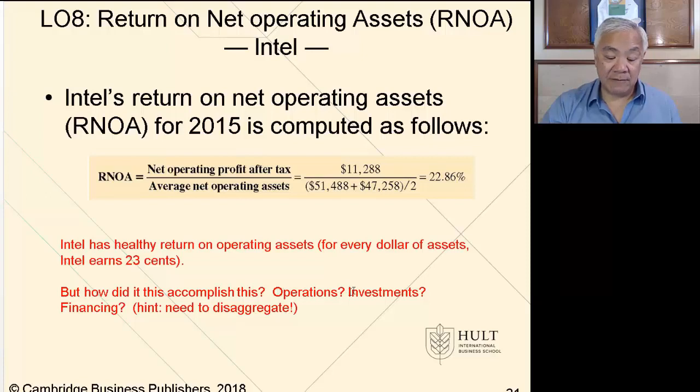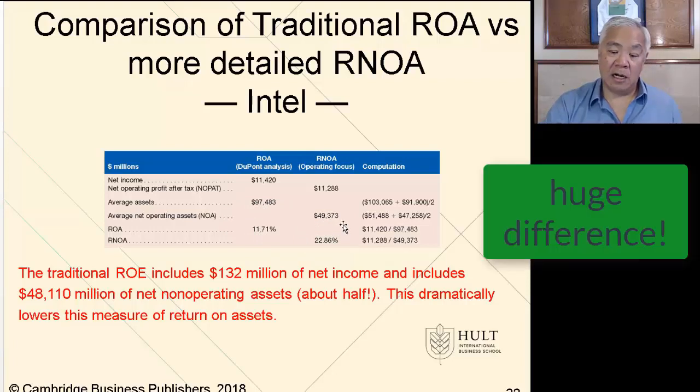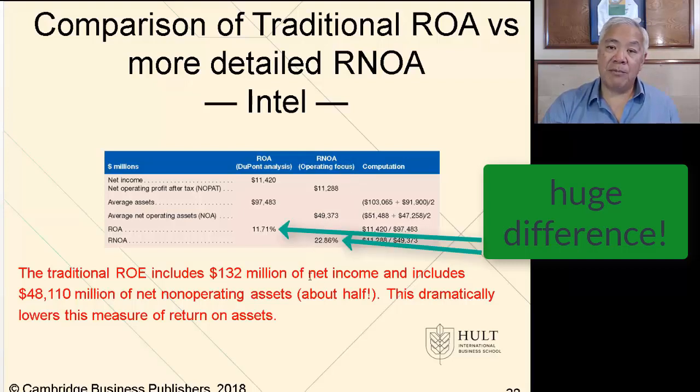But how did they accomplish this? Was it from operations, investments, or financing? We have to disaggregate it a little bit further to see how it made its money. If we compare a traditional measure of ROA with this much more complicated method of RNOA, we see 11.7% on ROA, but 22.8% on RNOA.